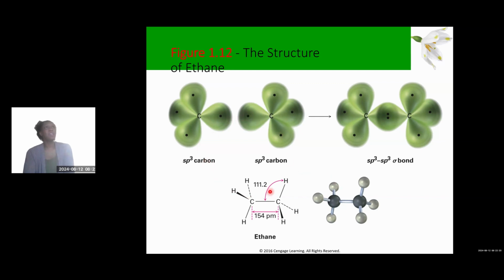All right, so let's look at this and actually see these orbitals. So again, this carbon has 4 sp3 regions, so you have your 1, 2, 3, 4. The same thing you see with this carbon. And so when they come together here, you have 2 sp3 orbitals overlapping. And this creates what we call a sigma bond. So these orbitals are overlapping this way, so they're kind of going like this. That's going to be a sigma bond.